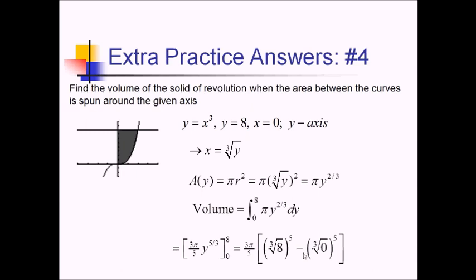If you want to simplify this, however, we know this 0 term is just going away. In here, the cube root of 8 is really 2, and 2 to the 5th power would be 32. So we've got 3 pi times 32, which would be 96 pi over 5.